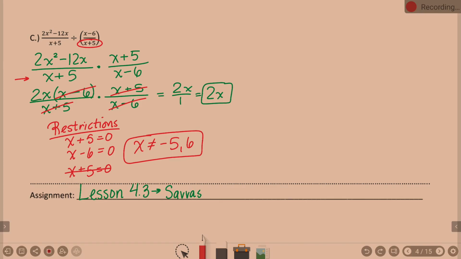Pay attention for division problems so you remember to keep, change, flip. Other than that, it's all about factoring and canceling. Okay? You have some work time. Use it. If you need to get 4-1 and 4-2 finished, do that. I will say those scores just went in the grade book this morning.